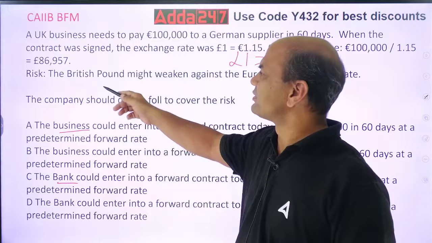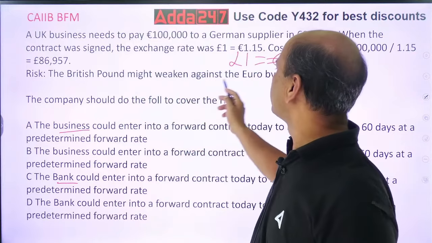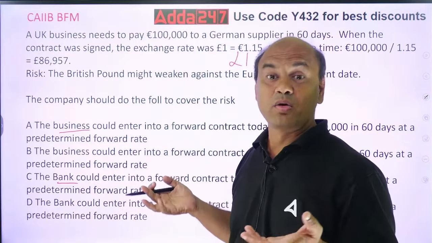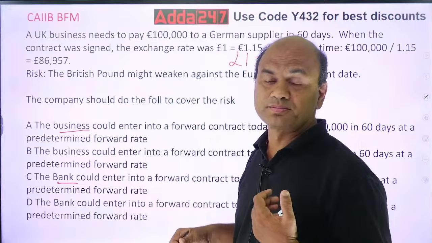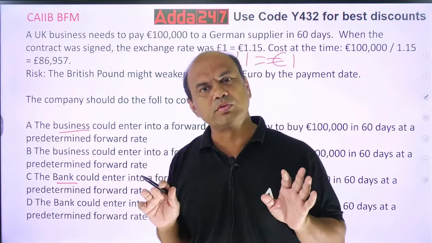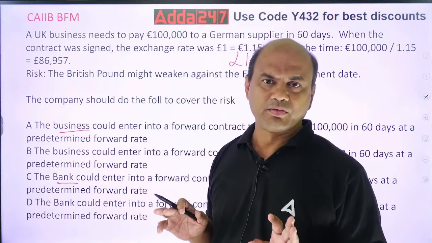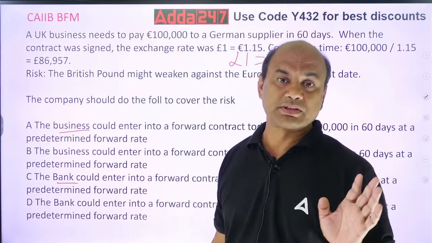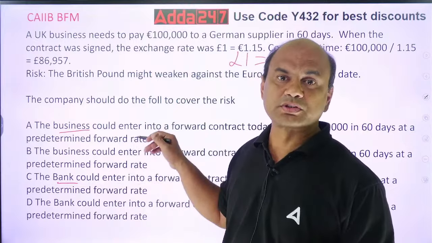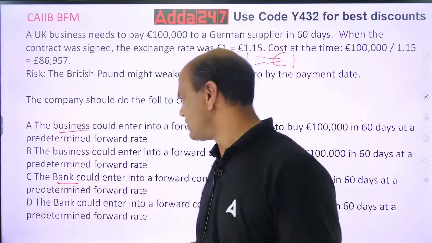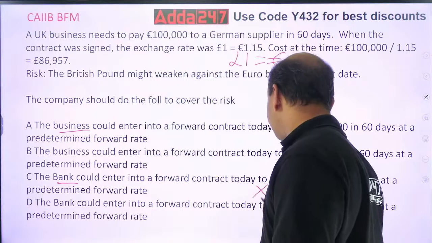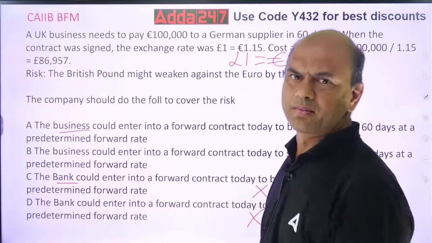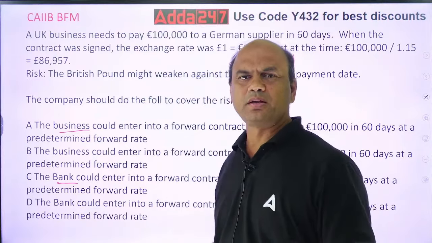Business. It's given, no? The British pound might weaken against the euro, which means the risk is faced by this business. This company is facing that, oh, if it weakens, then I might lose. So the one who faces the risk will always enter into the contract. The other party will not force. See, here it is forcing. Who will force? The bank has nothing to do with it. So this option is clearly out. Both these options are out. Bank is out. It's only the business.